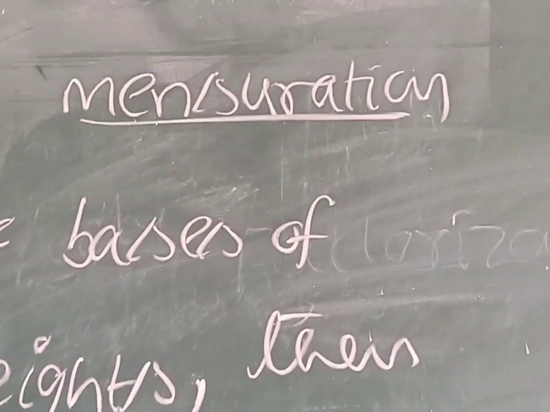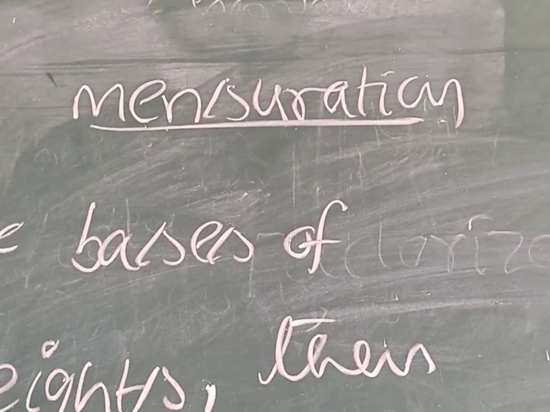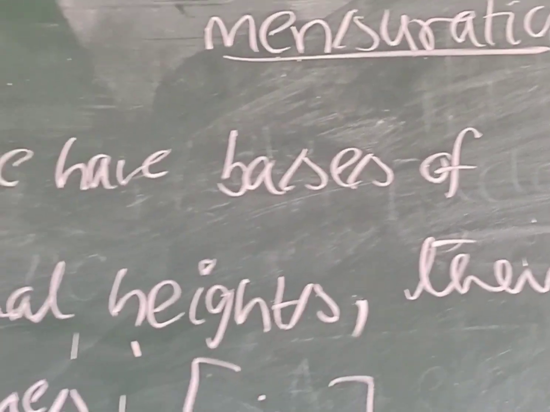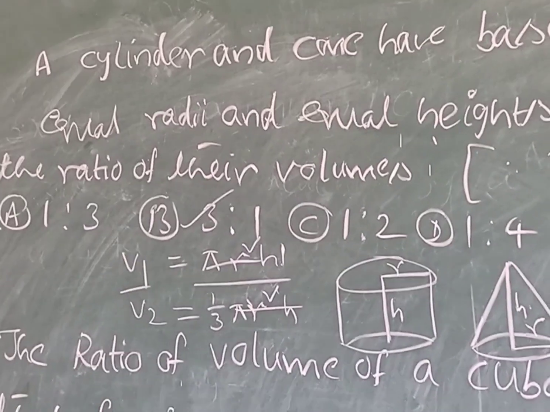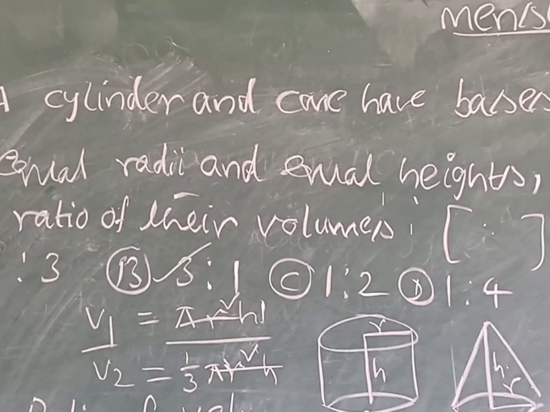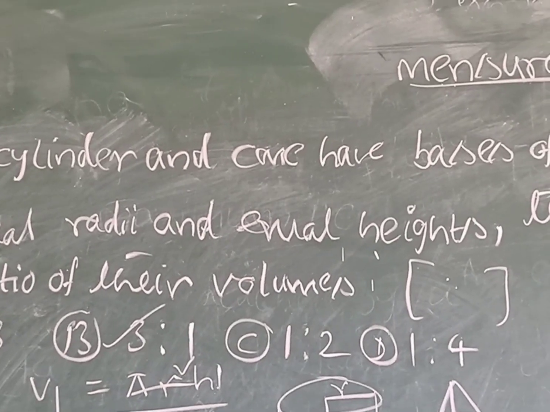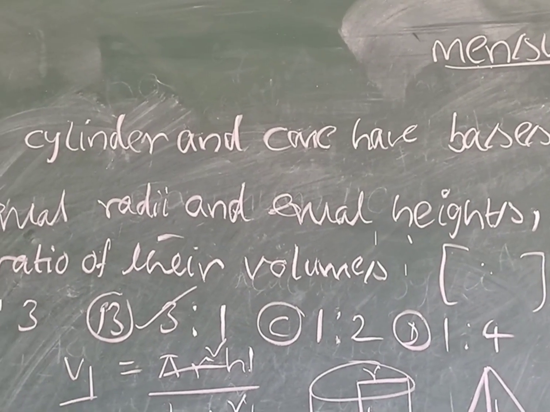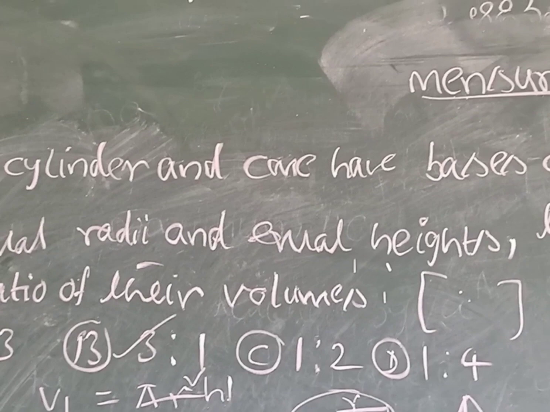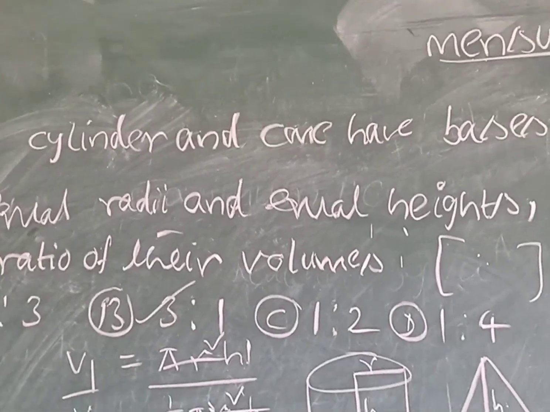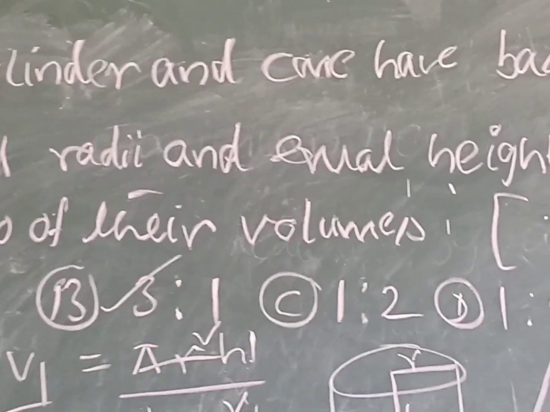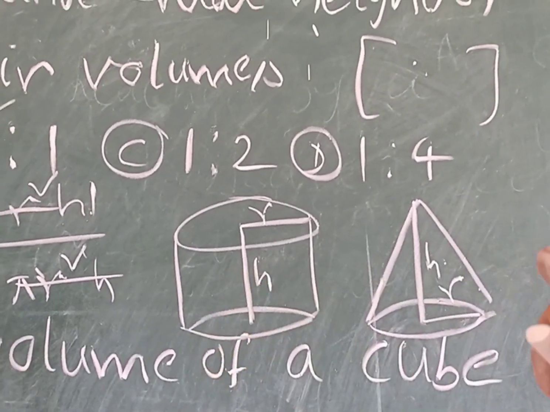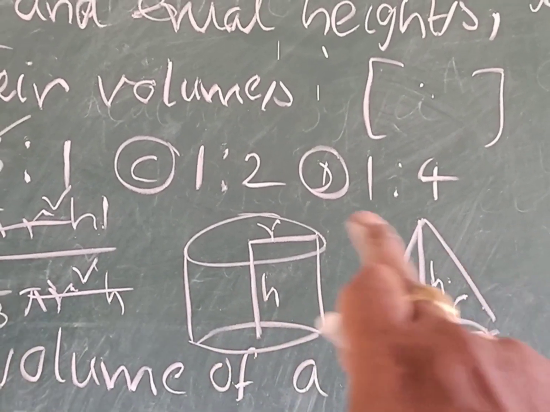Now let's go through some important and objective questions. As far as mensuration is concerned, for Polytechnic and IIIT entrance examination, let's go to the first question. A cylinder and a cone have bases of equal radii and equal heights. The ratio of their volumes is, see here, a cylinder and cone have equal heights and equal radius.